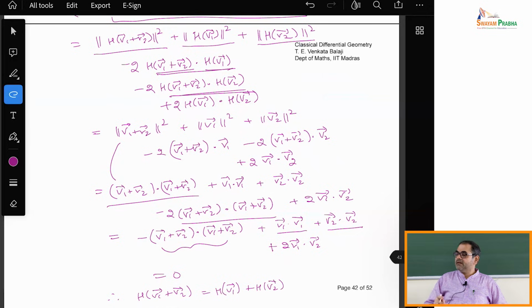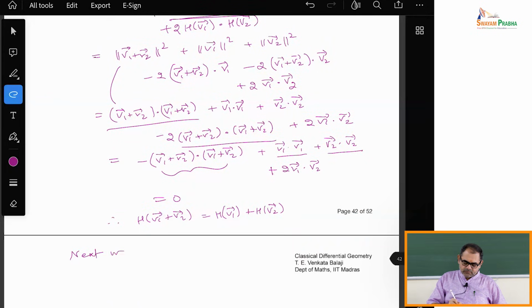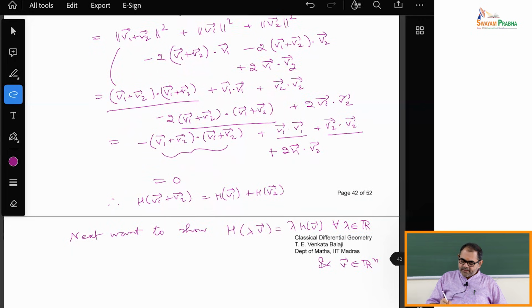So H respects addition. The next thing you have to show is H respects scalar multiplication. So next, I want to show H of lambda V is lambda HV. This is for every lambda in R and small v in capital V, in Rn. Okay. So again, to show these two vectors are equal, you take the difference and show that the difference vector is 0. For that, it is enough to show that the norm is 0. Then you interpret it as norm squared is 0 and write the norm squared as a vector dot itself. So this is the trick that you have to use.